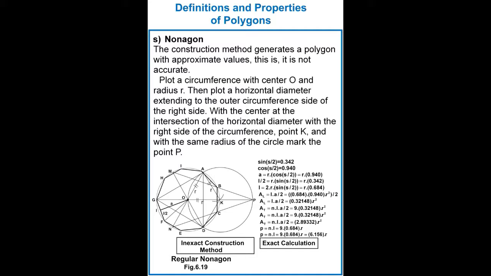The construction method presented in figure 6.19 begins with the drawing of a circumscribed circumference with center O and radius R. A horizontal diameter is then drawn which extends toward the outer side of the circumference on the right side. At the intersection of the diameter with the circumference on the right side, we have a point K. With the center at the point K, a circumference is drawn with radius R, equal to the radius of the original circumscribed circumference.